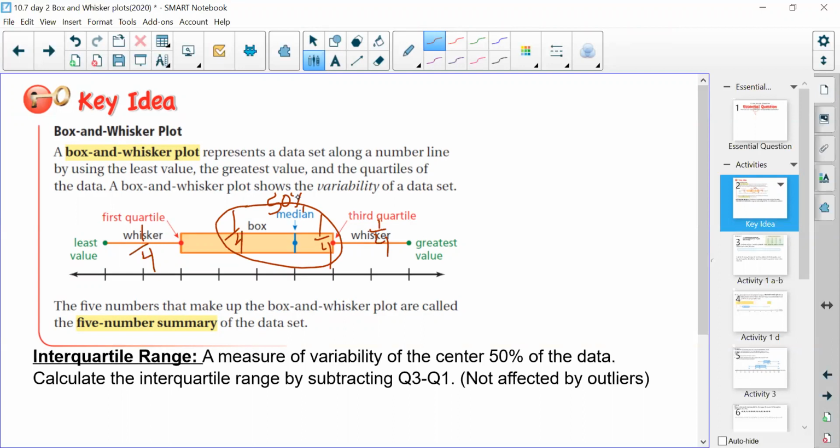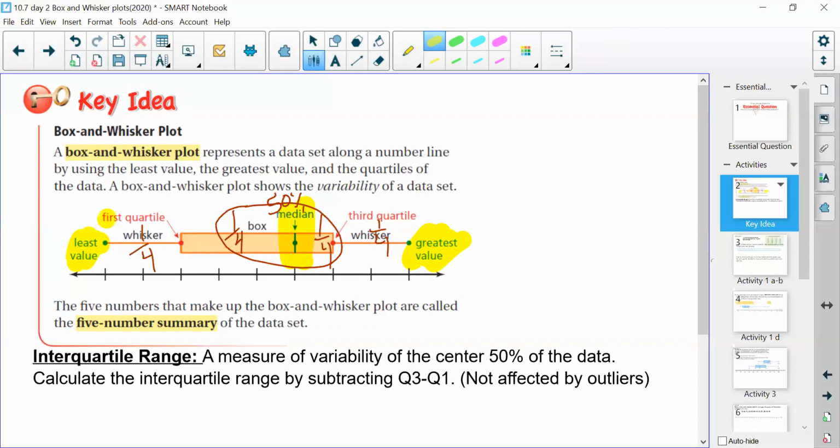Okay. All right, so we're going to find 5 numbers for us today. We're going to find the least value of our data, and we're going to put a dot. We're going to find the greatest value of our data, and we're going to put a dot. Then we're going to find the median, just like you did in the last lesson. And then we're going to do something called the first quartile and the third quartile.